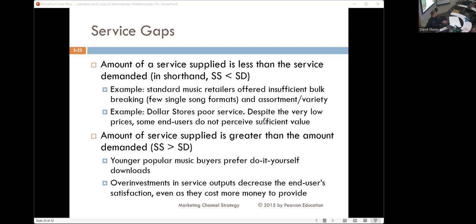So moving on to that, we are now going to talk about when managers create managerial bounds, they create what are called service gaps. Service gaps happen two ways. One way is when the amount that the service is supplied is less than the service demand. When I talked about being able to get vodka in Russia or beer in Mexico, there was a gap there that was not being fulfilled by the channels, and consumers found a way.